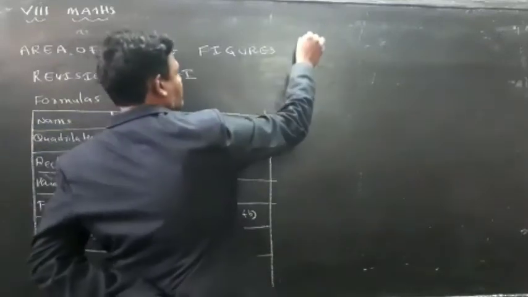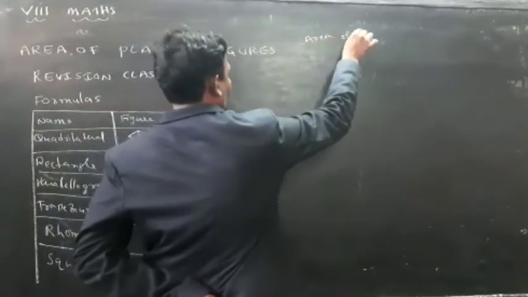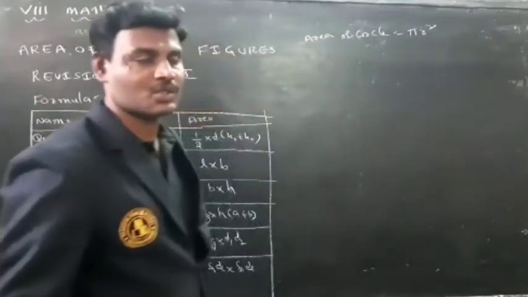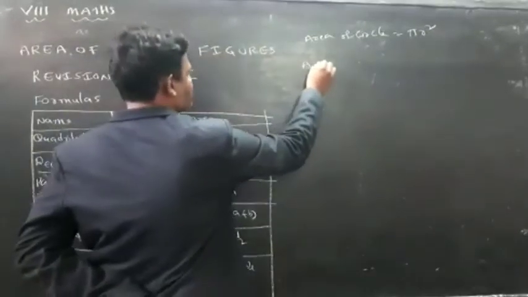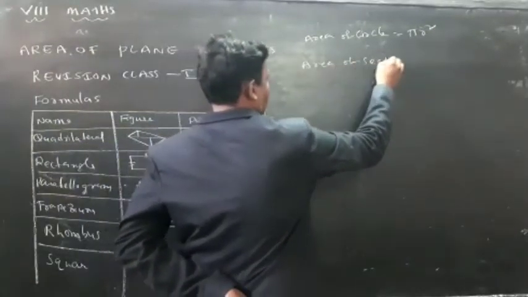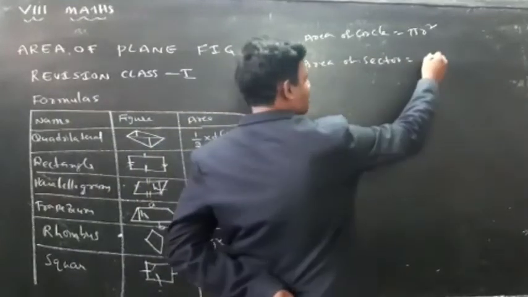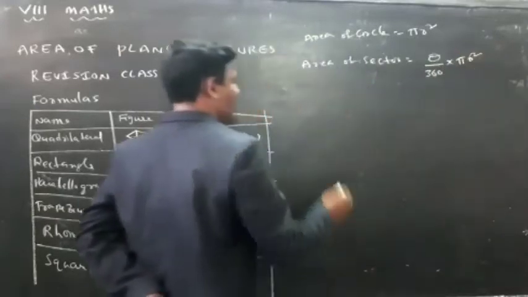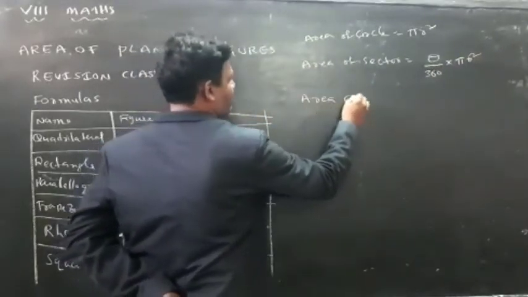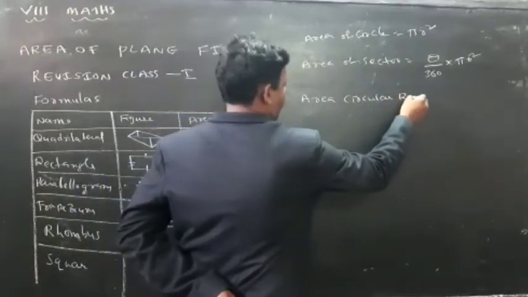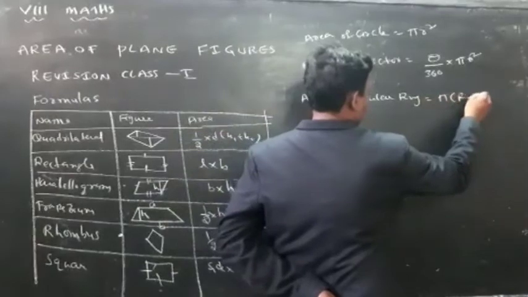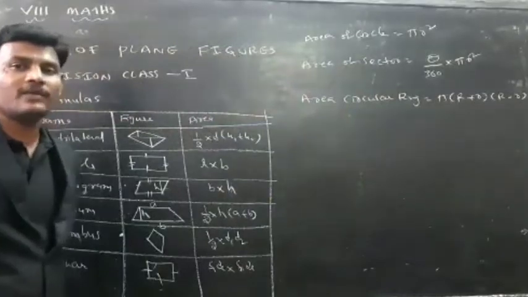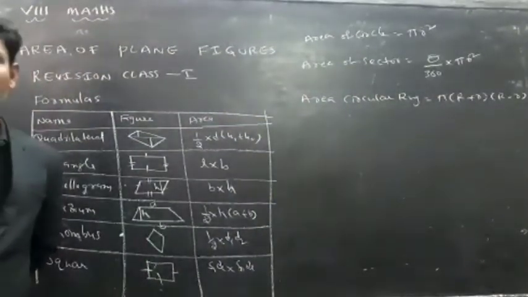Next, area of circle. To find the area of a circle, what is the formula? Pi r square. Next, area of sector. The formula to find the area of a sector is theta by 360 into pi r square. Next, area of circular ring. Pi of R plus r into R minus r. So these are some important formulas from area of plane figures.